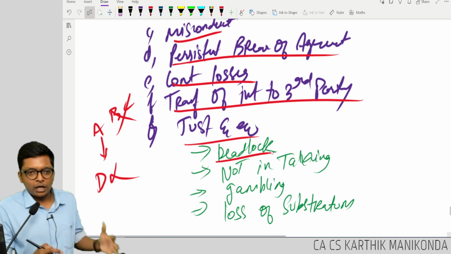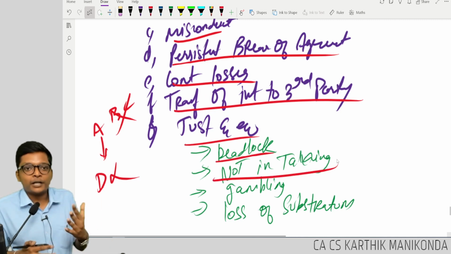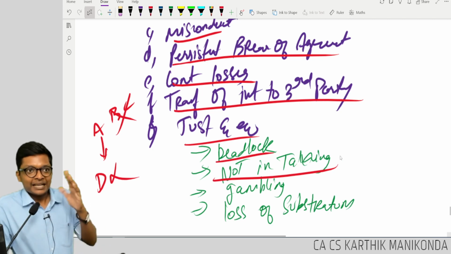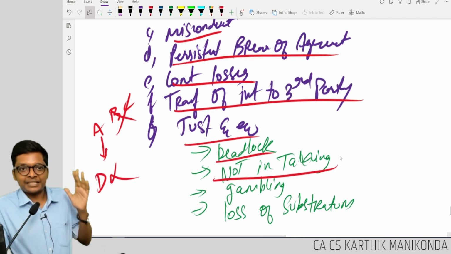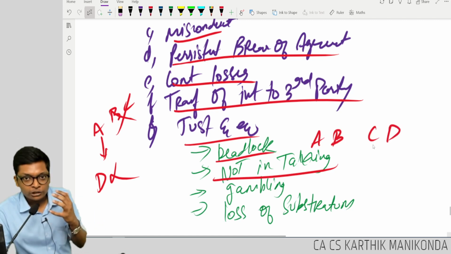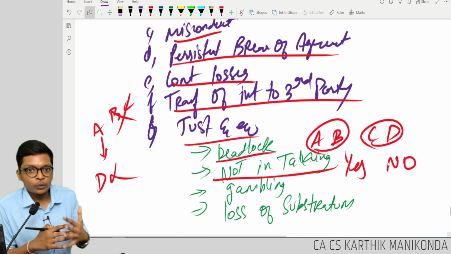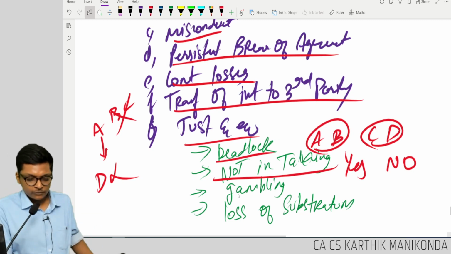Just and equitable: deadlock. The partners are not on talking terms. How will I do business? Employee wants salary. A is saying give to B. B is saying ask A. Deadlock means there are 3 or 4 partners, A, B, C, D. If you take any decision, you need a majority to take the decision, correct? A, B are saying yes, C, D are saying no. Equal, deadlock, draw match, okay.